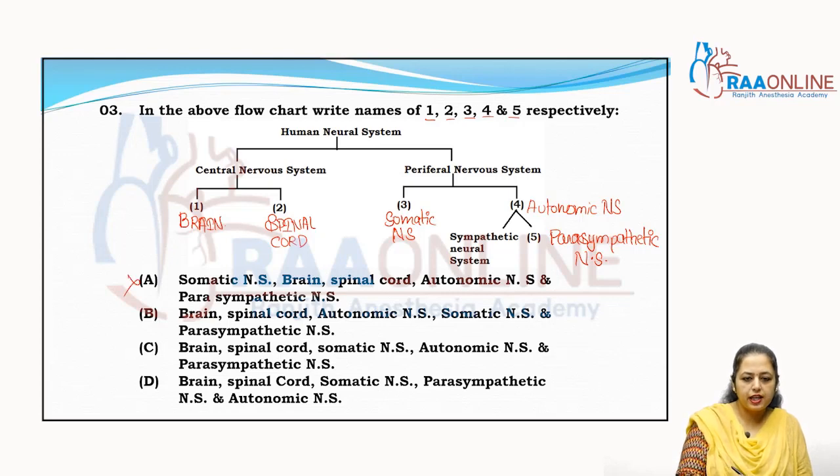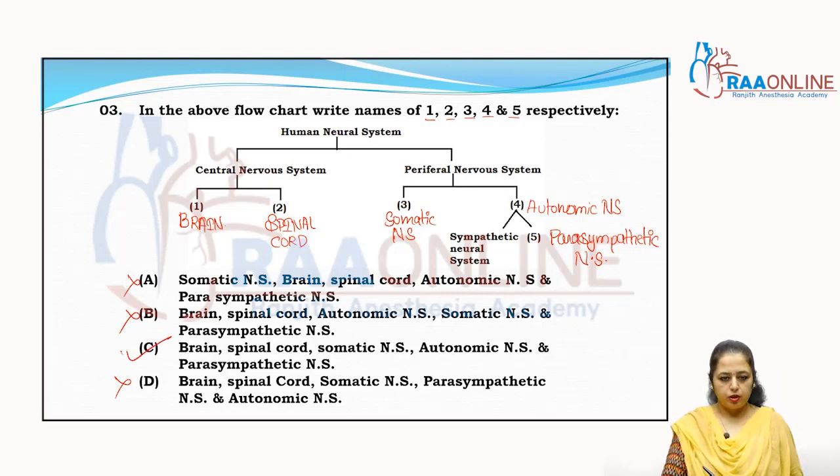So when we correlate with the options now, first is the brain and spinal cord. So option A is cancelled. Now the answer is in these three options, right? Second is the spinal cord, right? Then the somatic nervous system is third. Autonomic nervous system, it is cancelled. Somatic nervous system is given in both C and D. Then the fourth one is the autonomic nervous system. Autonomic nervous system is given in option C, and parasympathetic. So D is also cancelled. So the answer is C, right?